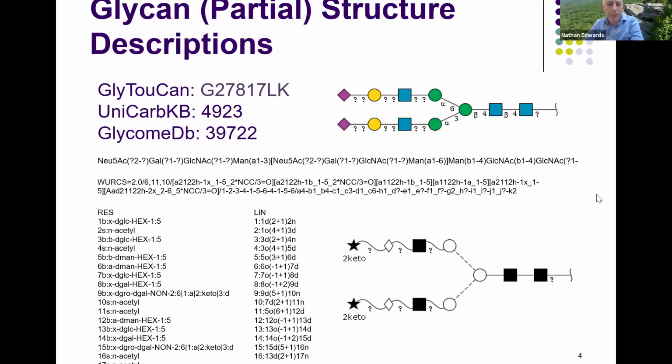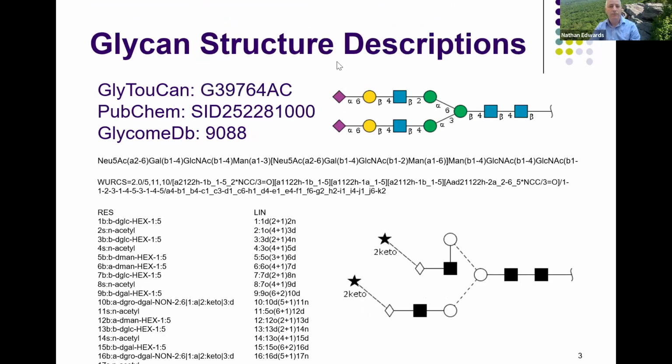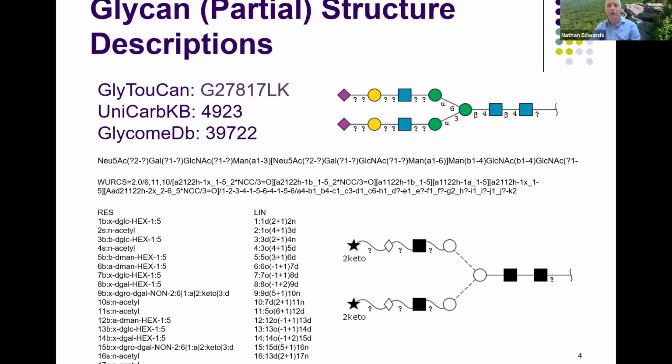Okay. But our sequences can very well describe the fact that certain information is present or missing, but it makes it very difficult to identify the difference between this G27817LK and the previous structure that I showed you, G39764AC. How do we find these different glycans? How do we navigate amongst them?